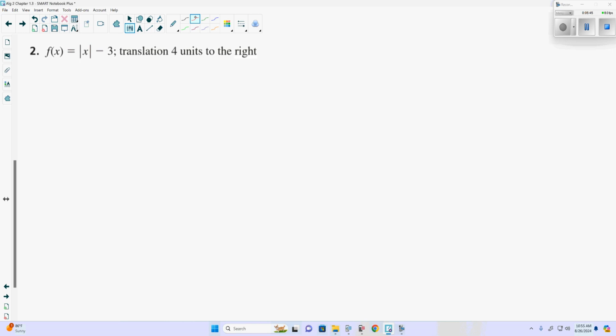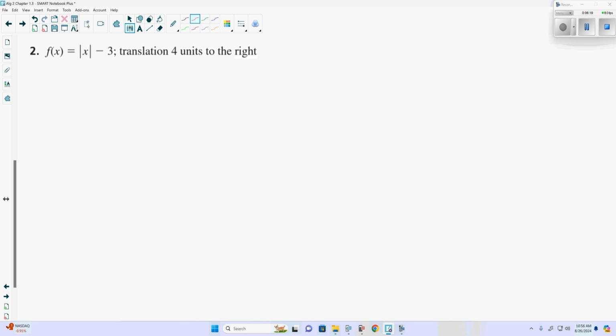I believe this is where we ended yesterday, or Friday, yes? We got to the one above it with the up 5, which really just ended up putting plus 5 at the end. f of x equals the absolute value of x minus 3. Translate 4 units to the right. So I think we're on the back of the first page at the bottom.